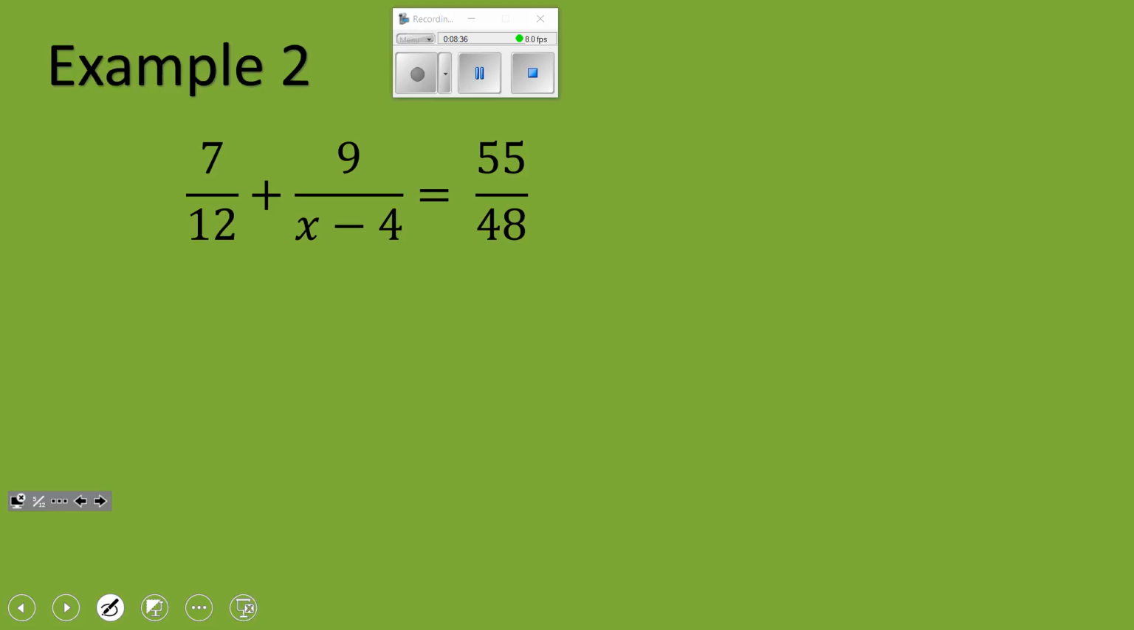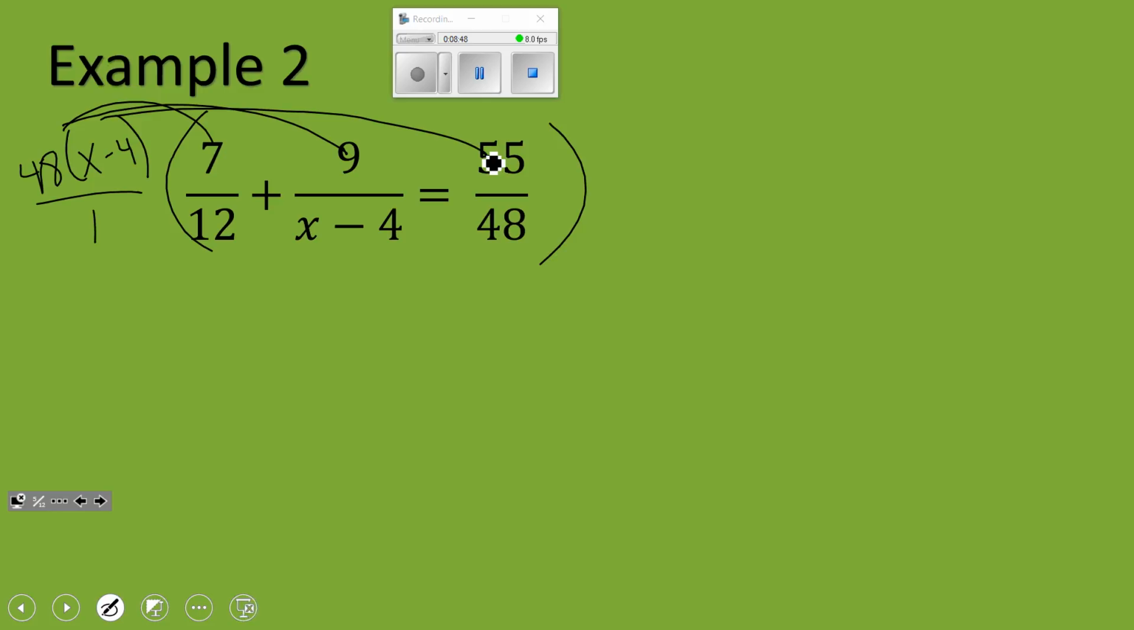Very good. So 48 times quantity of x minus 4. And that's over 1. So I'm just going to multiply to each one. And you don't have to have common denominators to multiply. So you just multiply straight across. So at the first fraction, I'll have a 48, I'll have an x minus 4, and I'll have a 7 over 12.